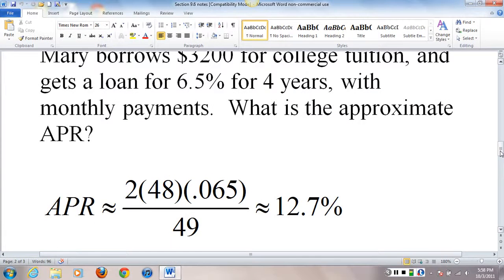According to our formula, we have 2 times the number of payments overall. So 4 years paid monthly is 12 times 4, or 48 payments. Times our rate, and remember that rate is always in decimal form, so 0.065, divided by N plus 1, so 49. And when you do that, and when you multiply times 100, you'll get about 12.7%. And with these, I tend to round to the first decimal place.